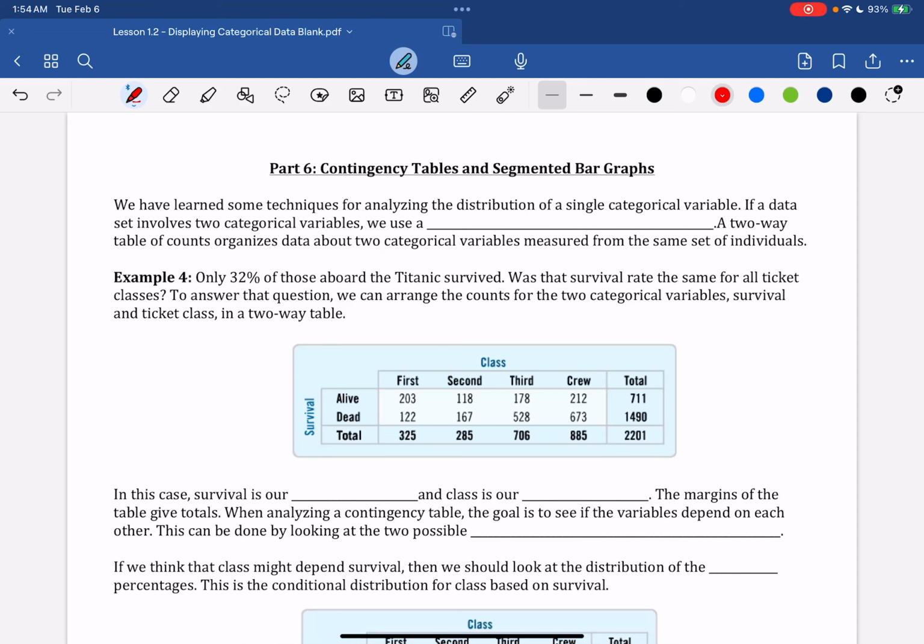All right, so after we do pictographs, which are generally quite simplistic, let's add a little bit of complexity into this one. So we're going to look at contingency tables and then follow that up with segmented bar graphs because they kind of go hand in hand.